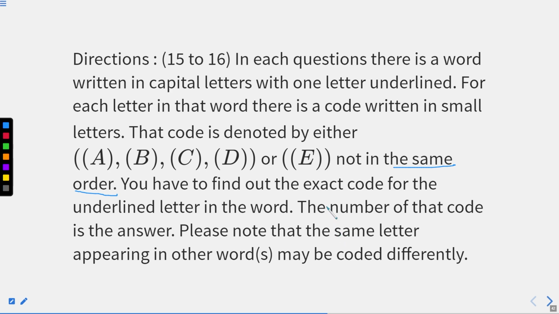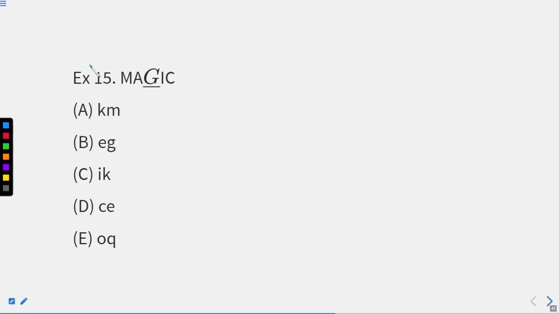So we have totally understood the question. We'll move to the question part. The word they are talking about is MAGIC, with the letters M, A, G, I and C. We need to know how we get closer to the answer. We need the code for G. So for that, what can you do?